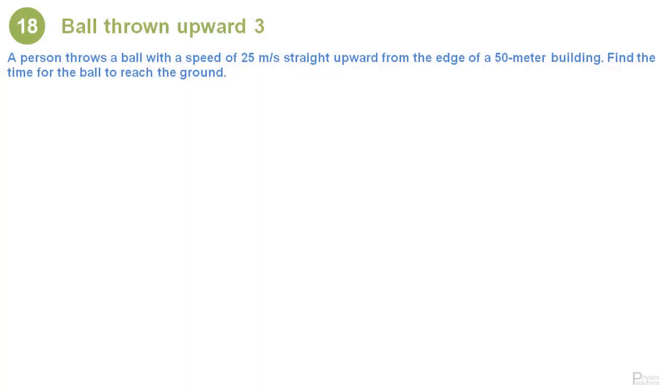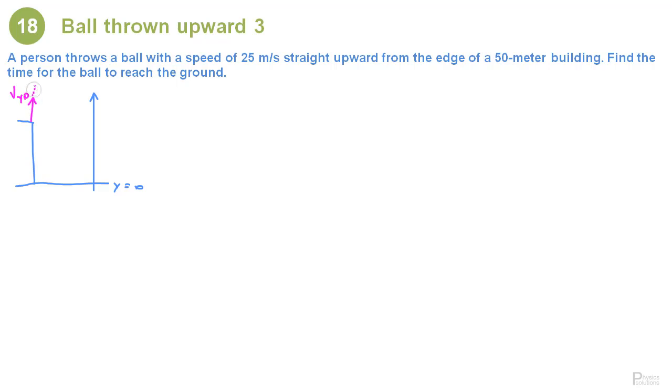A person throws a ball with a speed of 25 meters per second straight upward from the edge of a 50-meter building. Find the time for the ball to reach the ground. We begin with our cartoon and the choice of axis. We draw our y-axis. Here I draw the ground corresponding to y equals 0. This is the edge of my building. And in this case, the ball will be thrown with some velocity that we call Vy0.